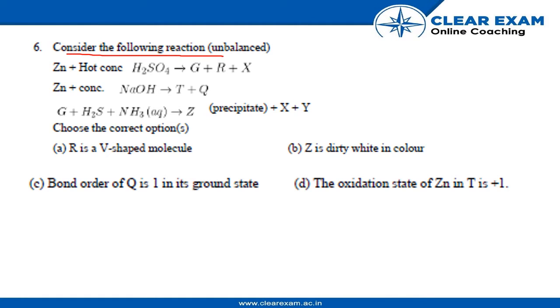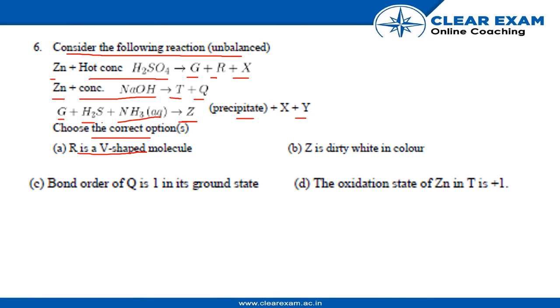Consider the following reaction: unbalanced zinc plus hot concentrated H2SO4 giving G, R and X, 3 products. Then zinc plus concentrated NaOH giving 2 products, T plus Q. Then G on treating with H2S plus aqueous ammonia gives Z, precipitate X plus Y. Now choose the correct options.